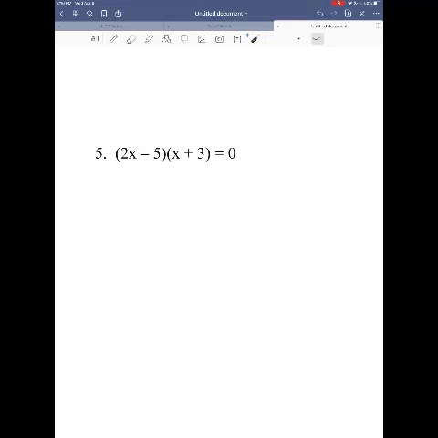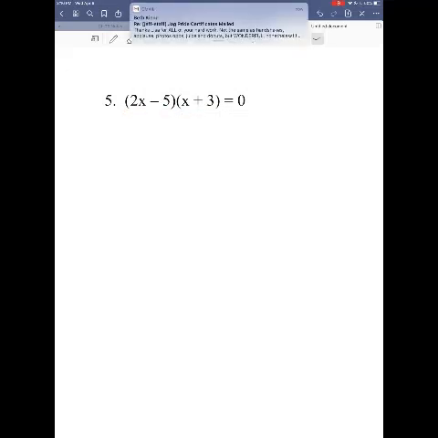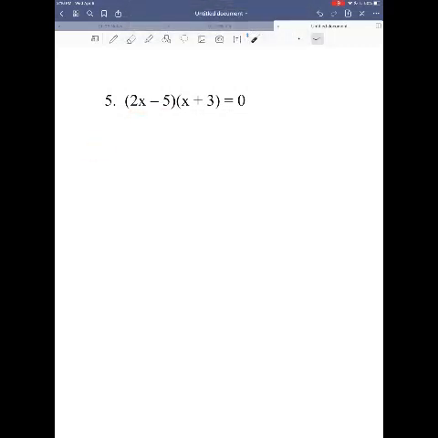Now, question 5, or example 5, is very similar to example 4. I've got my two factors multiplied together, that equals 0. So I set each individual factor equal to 0. So I have 2x minus 5 equals 0. And then I also do x plus 3 equals 0.